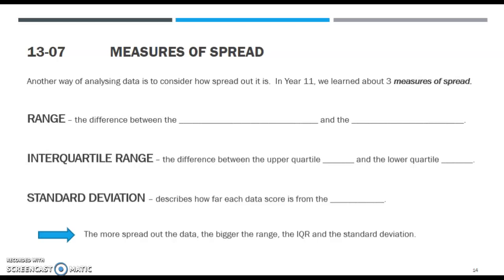Okay, today we're looking at measures of spread. Another way of analysing data is to consider how spread out it is. In Year 11 we learned about three measures of spread. The range, which is the difference between the highest and the lowest score.